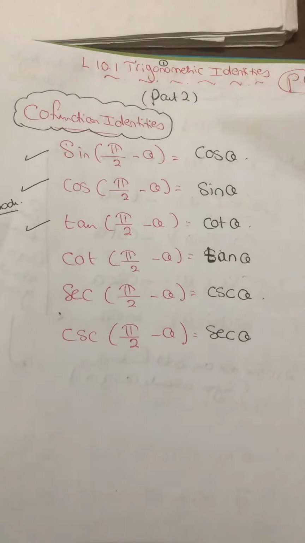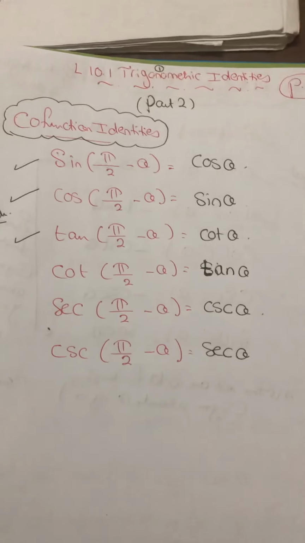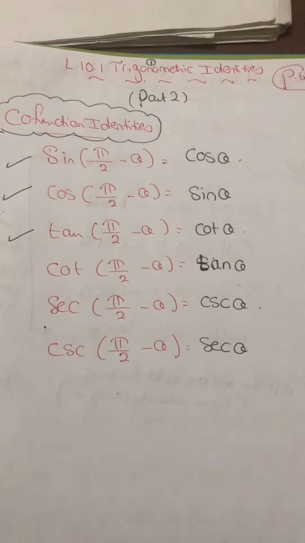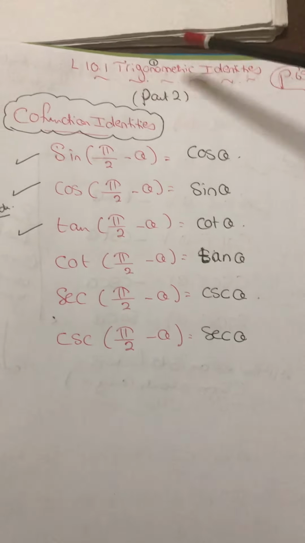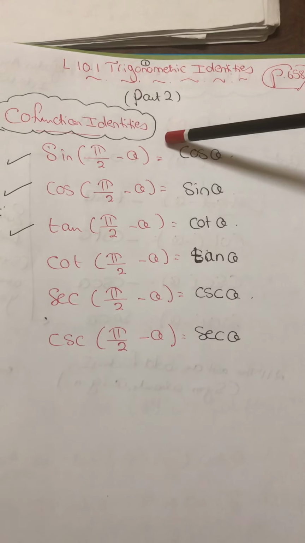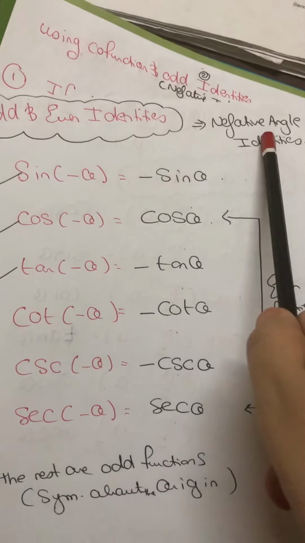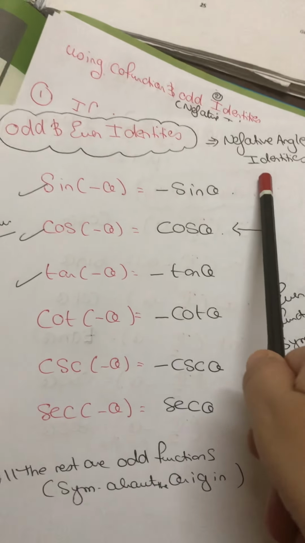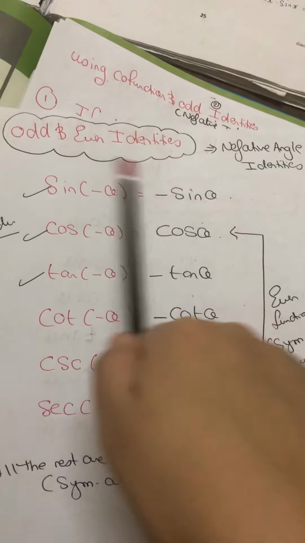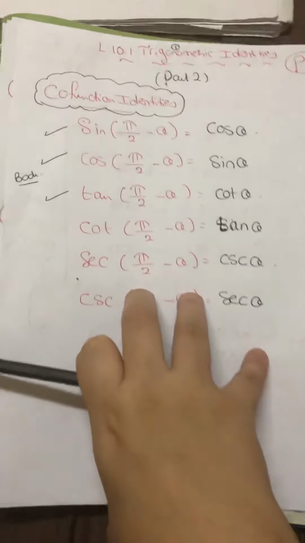This is a continuation of lesson 10.1 Trigonometric Identities. Hope you're all doing well. Okay, this is part 2. I will mainly focus on co-function identities, and others that are in your book called negative angle identities, and in the pre-calculus book they're called odd and even identities. I gave you a hint about them with the others last time.